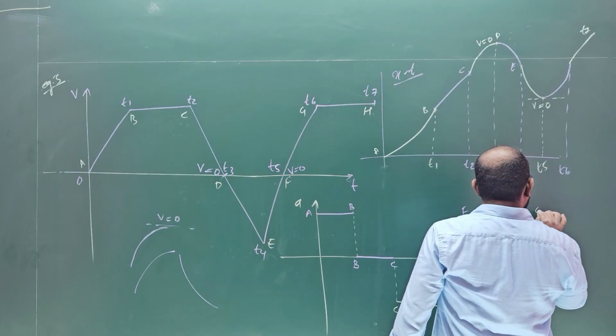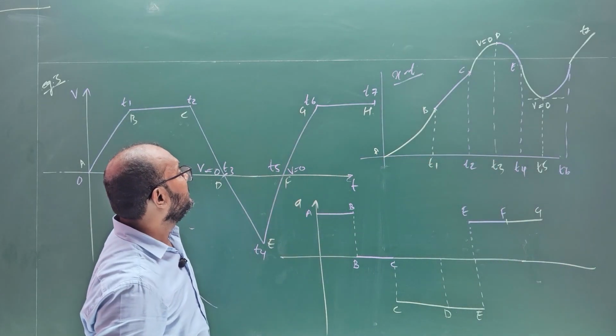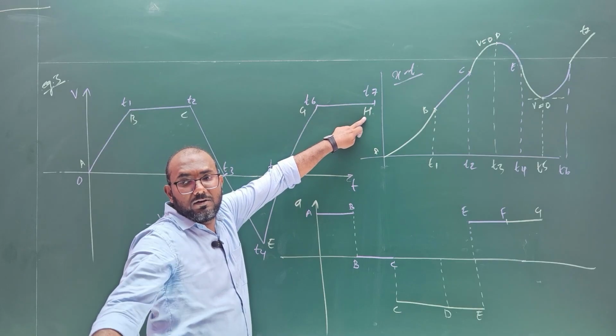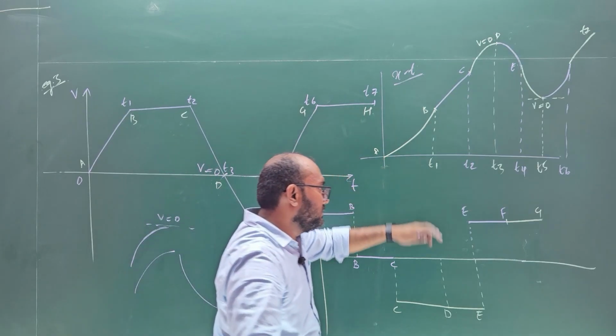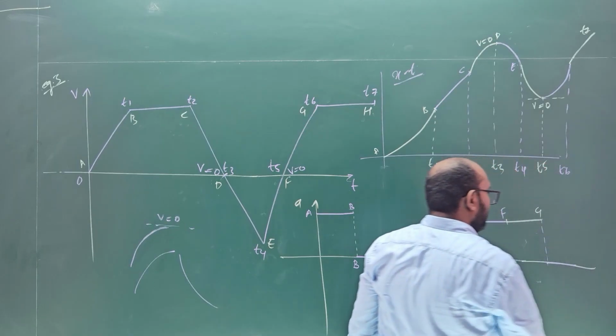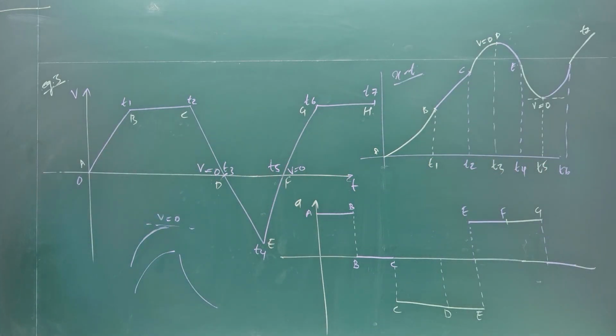Then this is your point number G. Then points G to H, constant velocity, acceleration 0. Okay. Did I get my point across, everyone? Note down.